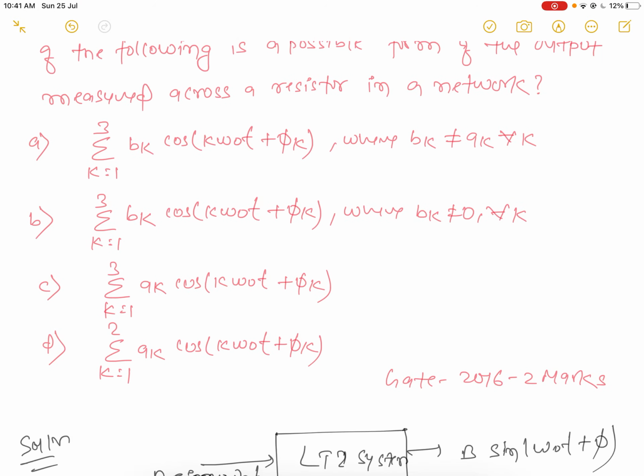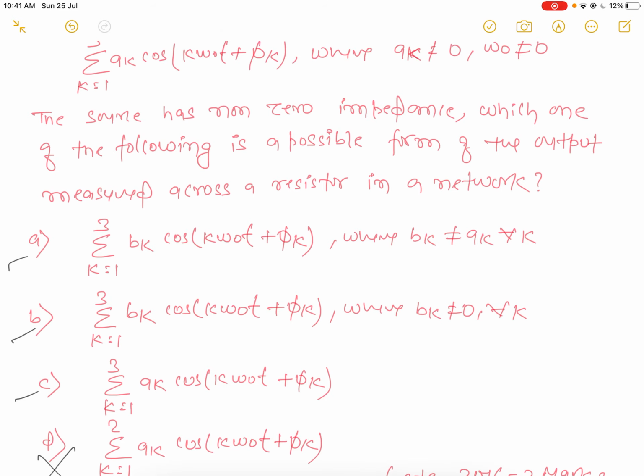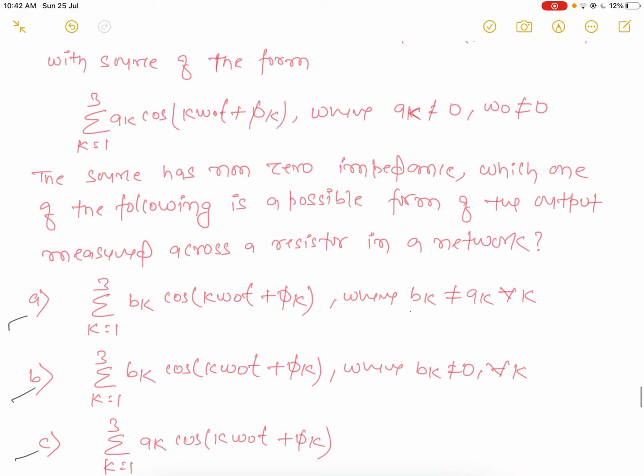Here in A, B, C, the sum is defined for k from 1 to 3. So the possibilities are A, B, C. D is not possible because it is defined for 2 only. Now check the given bk not equal to 0. Here it is given bk is equal to ak for all k, with cos(k omega 0 t plus phi k). So here bk not equal to ak and bk not equal to 0.